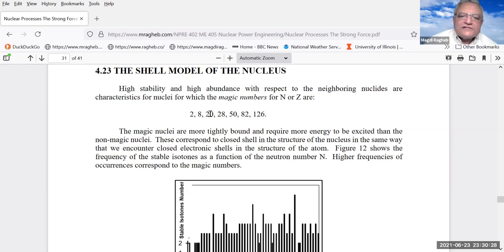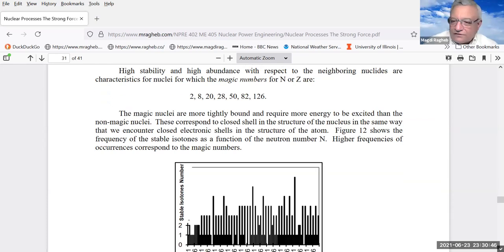You could see that these are called the magic numbers. People just like to call them magic numbers. Because they are closed shells, the nucleus behaves as closed shells. Some nuclei are more stable than others. The atom has some configurations that are more stable than others in general.